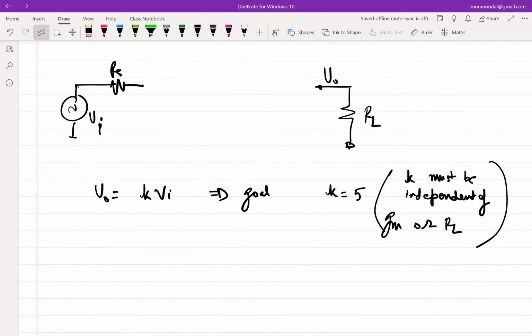Now in a circuit, you have only so many components to play with. You can use a transistor, resistor, capacitor, inductor, and so on. So if we have to hit a certain gain K, we have to use any one of these three or four components that we have. And as it turns out, all the components are functions of temperature.